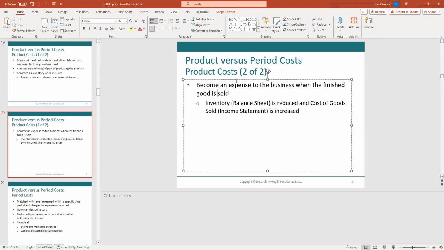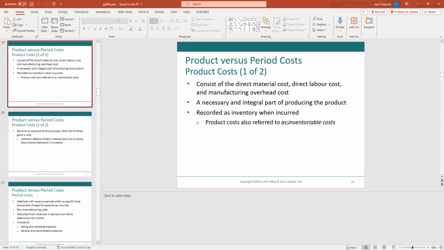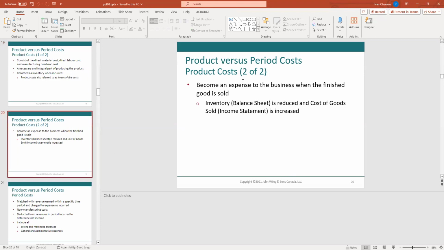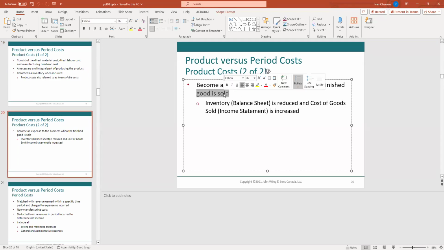Product cost will become an expense only and only when we sell it. Once we sell it, it becomes cost of goods sold. So once we sell our inventory from the balance sheet, it's going to move to the income statement as cost of goods sold.